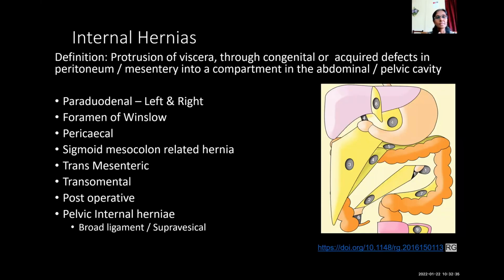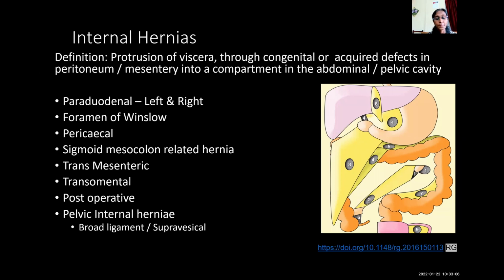What is an internal hernia? It is again protrusion of bowel or viscera through an acquired or a congenital defect, or a fossa or a recess. Generally, all these fossae and recesses are there in the peritoneum or mesentery, and they go into another compartment within the abdominal or the pelvic cavity. So the protrusion is into another compartment. That's the difference between external versus internal.